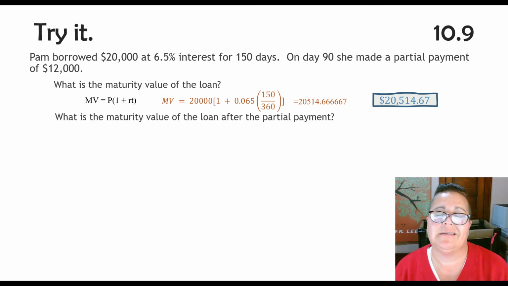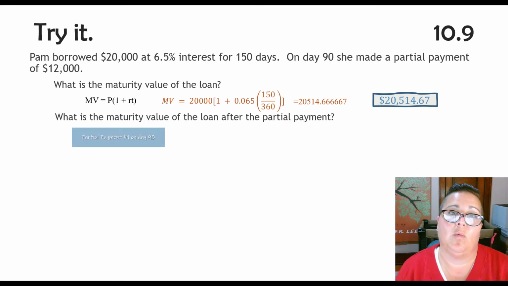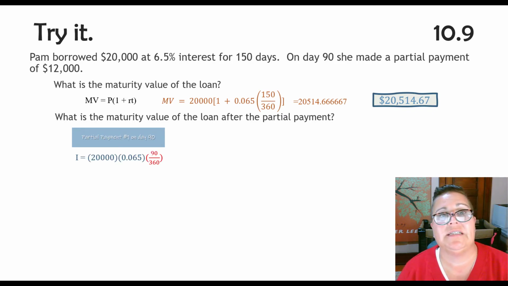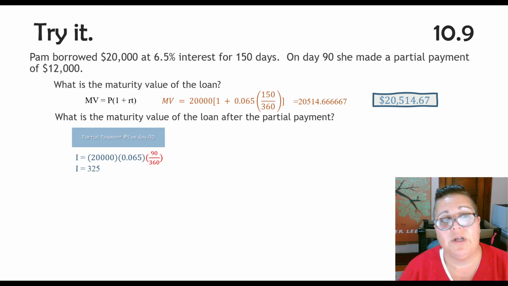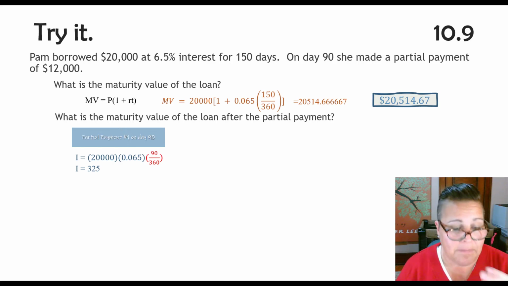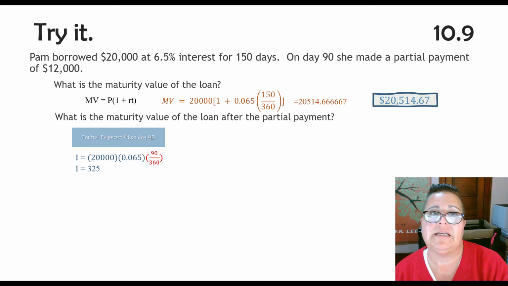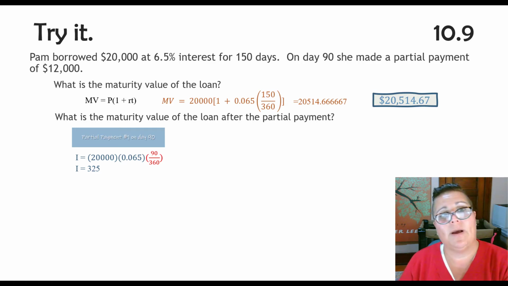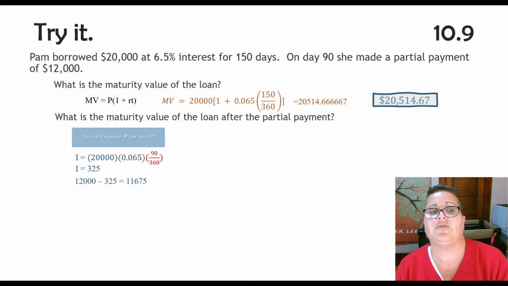Now, what is the maturity value after they make the partial payments? So same process, slightly abbreviated as we just went through. Partial payment number 1 occurs on day 90. So we're going to take the interest of $20,000 at 6.5% in the first 90 days. This turns out to be $325. We're going to subtract that interest from the payment of $12,000 because the bank is going to take their money first. That's the U.S. rule. The bank takes their cut first. So yes, you've got $12,000 to pay, and the bank says, great, but we're going to take off $325.